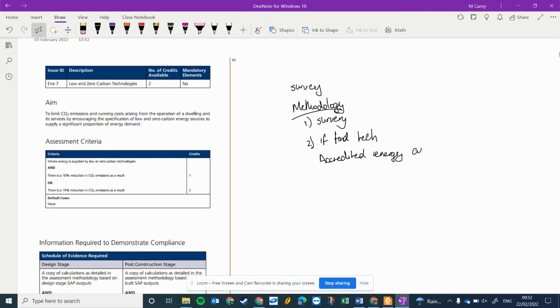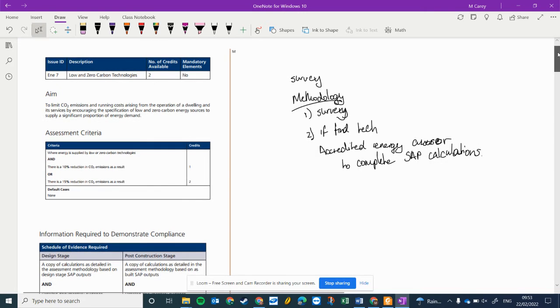Okay, so that's the idea, that you're going to get somebody who will actually do the SAP calculations for you, to complete SAP calculations. All right, standard assessment procedure calculations. So I think that will get you out of actually having to think about that yourselves. You're doing the survey, you're not qualified to actually do the energy assessment, right? But you're going to refer it on. So I think that will keep you right.